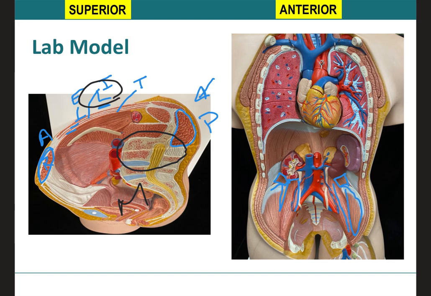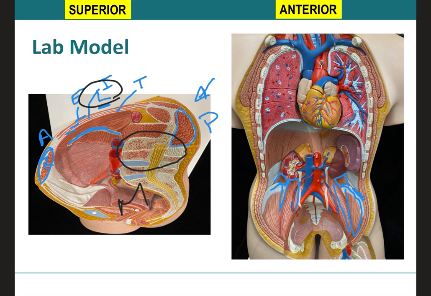Notice how you can see a little bit of bone over here. And what bone is this? Well, this is your ilium. And what bone feature is this? It's your iliac crest. So if we transfer the iliac crest on this model to this model on the left, this would be your iliac crest.